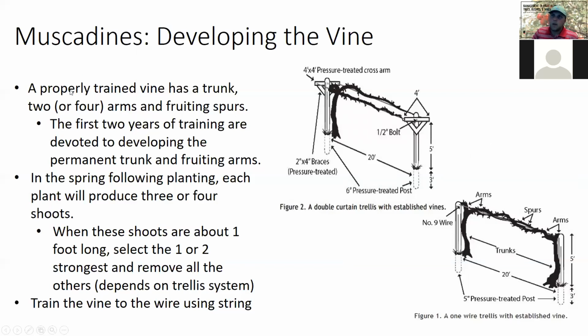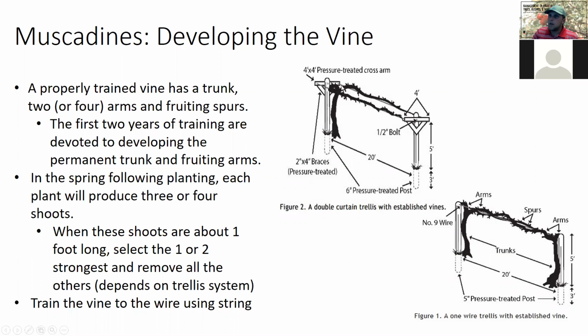Like I just spoke about, a properly trained vine has a trunk, 2 to 4 arms, and fruiting spurs. Basically, your first couple of years after you plant these vines are just training. You're going to train that vine and get it to climb to here, or to here on this single wire. You're basically just pulling it up with a string. A lot of people do it with a string, or they may tie the vine to the post and then use a string to get it up to the wire.